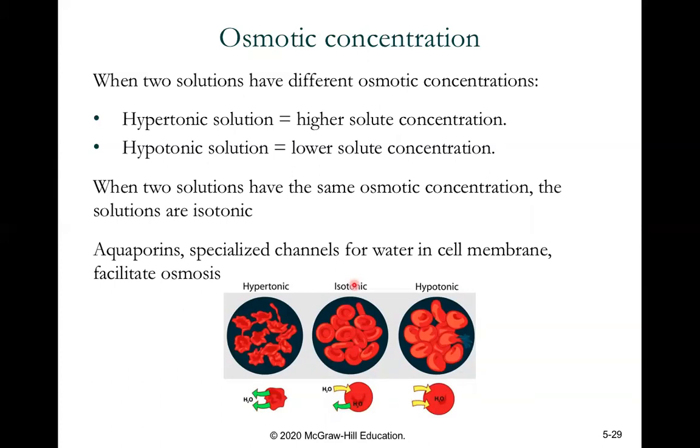We have aquaporins, specialized channels for water in the cell membrane that help facilitate osmosis across these different membranes, from the hypertonic, where the water is being pulled out of the cell and the cell shrinks, to the hypotonic, where the water, H2O, is being pulled into the cell.